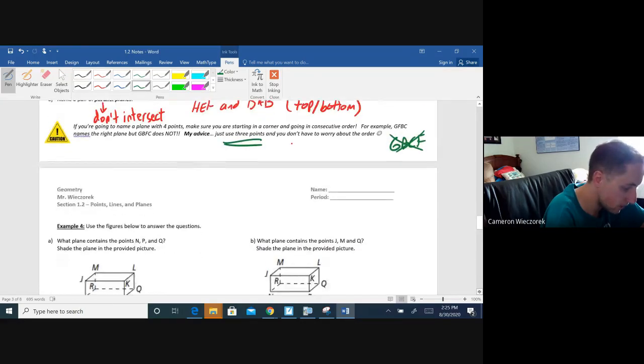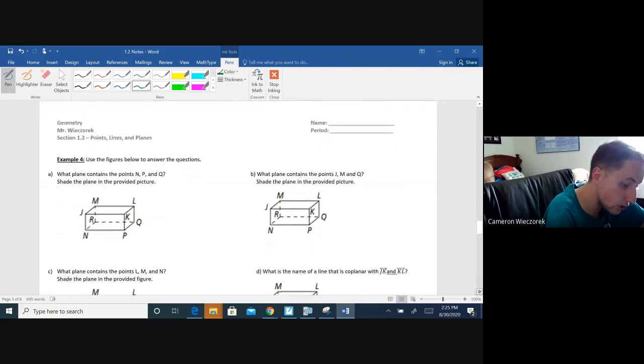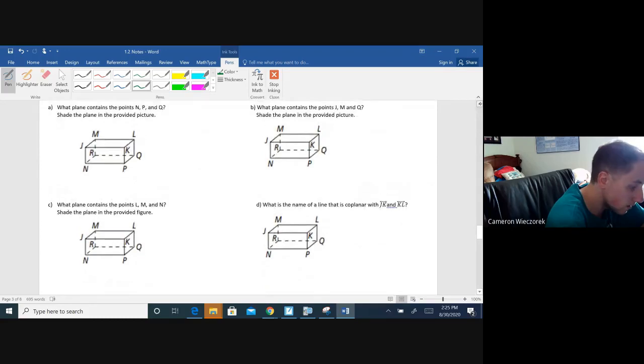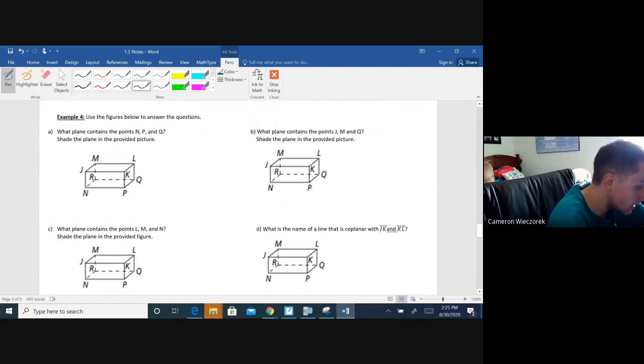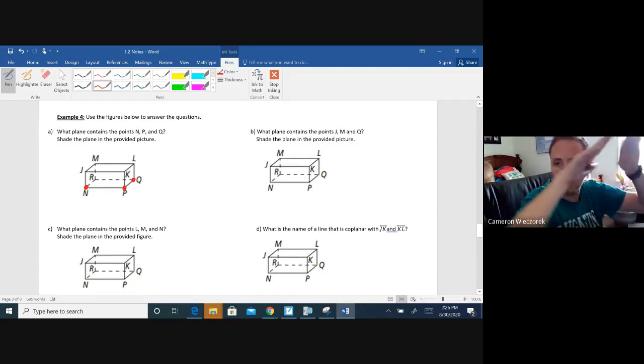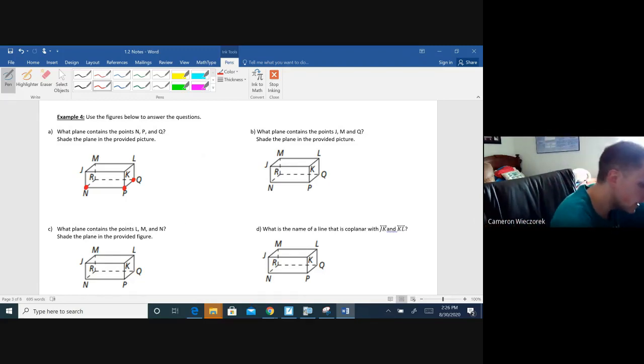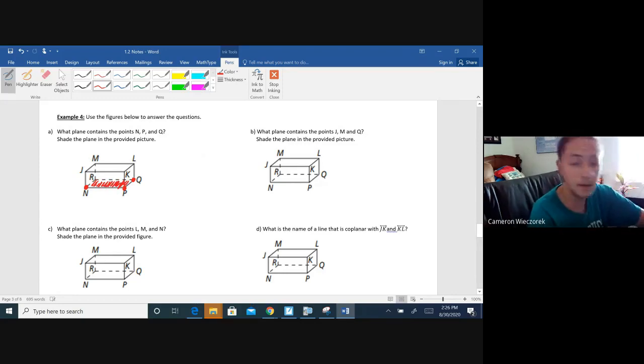Okay. Last set of examples for this section is having you shade some planes. It says use the figures below to answer these questions. In part A, what plane contains the points N, P, and Q? I'm just going to label those with red dots. N, P, and Q. I'm going to shade the plane. And you'll see in some of these examples, it might be one of the 6 planes surrounding the shape, or it might be one that we actually have to sketch in that's new. In this one, I can see all of those points lie in the bottom plane. So the only one that's missing is R. So this plane would be the one on the bottom. R would also be a part of that plane.